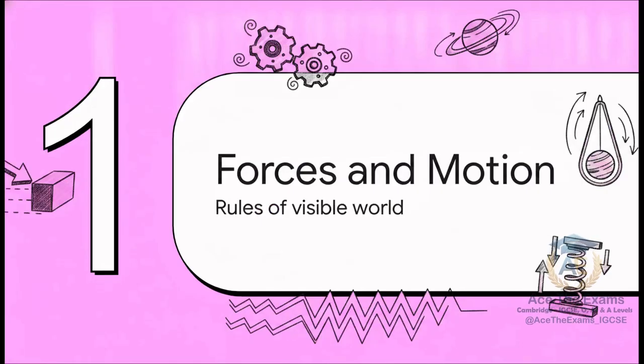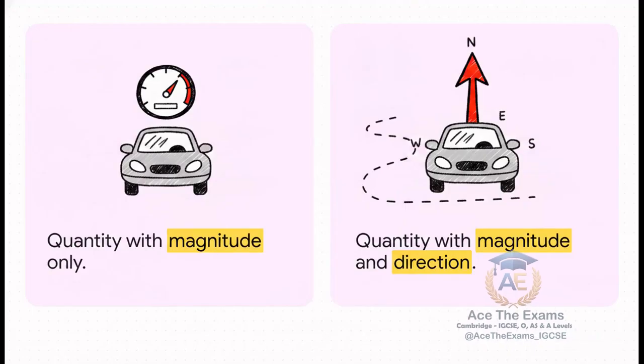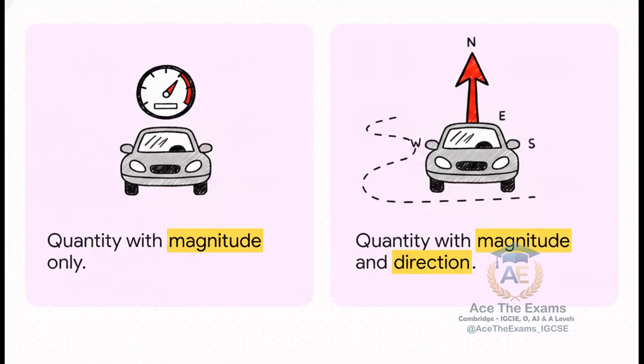Section 1. Forces and motion, the physical rules of the visible world. We're starting our journey on solid ground, looking at the foundational rules that dictate how everything around us moves, pushes, and pulls. Now, examiners love to test you on this exact distinction, scalar versus vector.